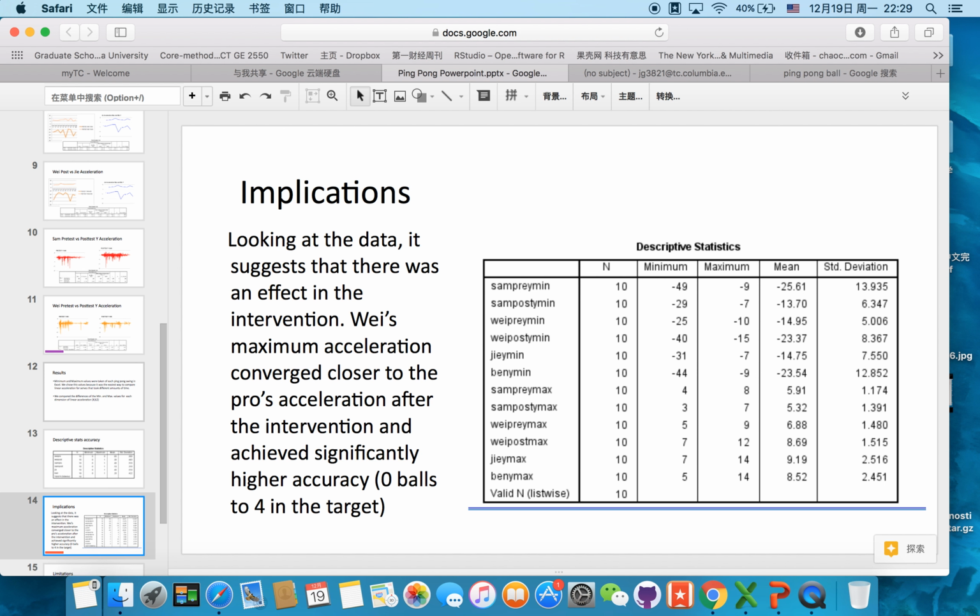For the implications, looking at the data, it suggests that there was an effect of the intervention, with maximum acceleration converging closer to the pro's acceleration after intervention and achieving a significantly higher accuracy. In the pre-test, zero balls fell in the target.